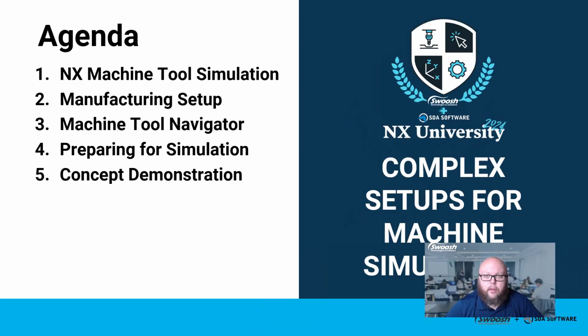So this can mean a lot of different things, so we'll take a look at a number of items here today. We'll take a look at NX machine tool simulation as a whole. We'll look at our manufacturing setups, kind of traditional manufacturing setups purely from an NX CAM perspective. We'll take a look at the machine tool navigator and how items translate between your manufacturing setup and machine tool navigator. And then we'll look at preparing for simulation, and we'll do a little bit of a live demonstration, kind of putting to use some of these tips and tricks that we're going to talk about.